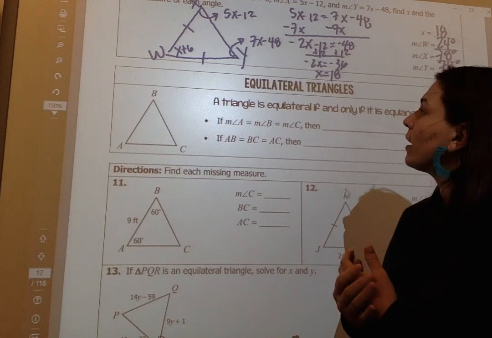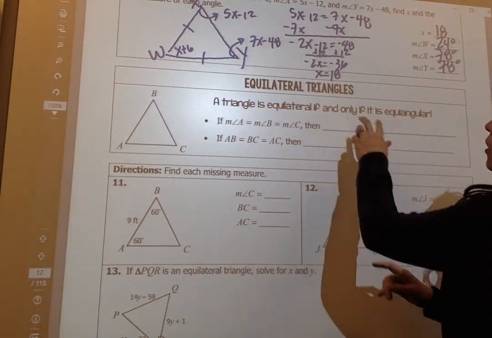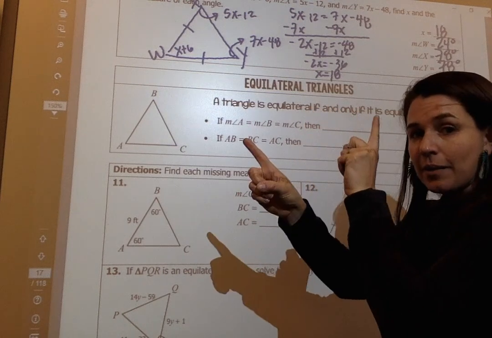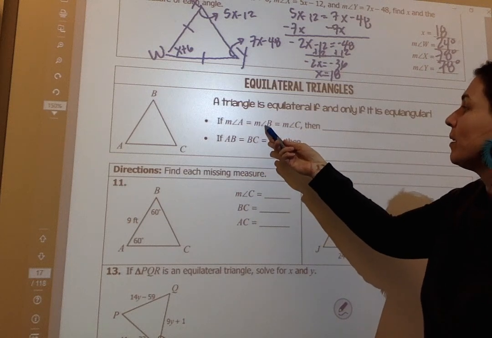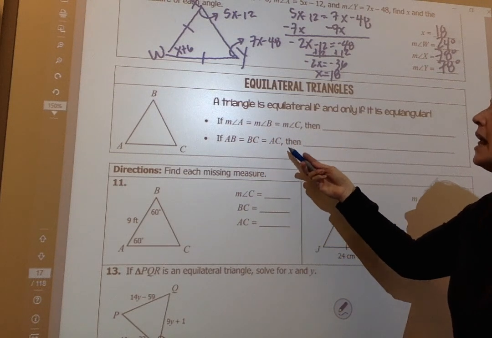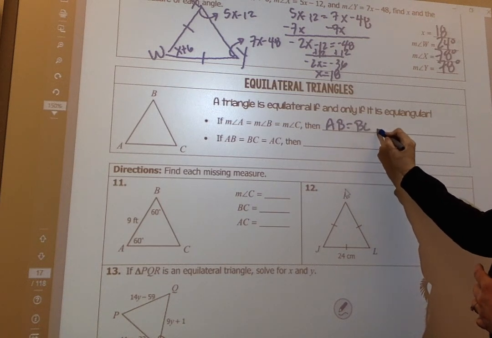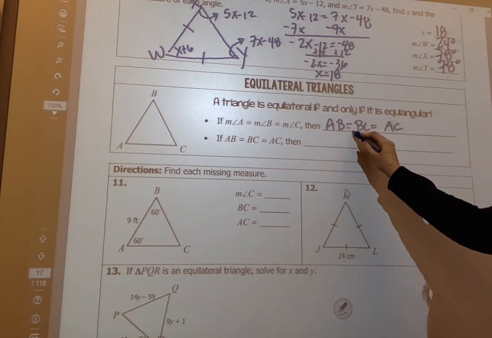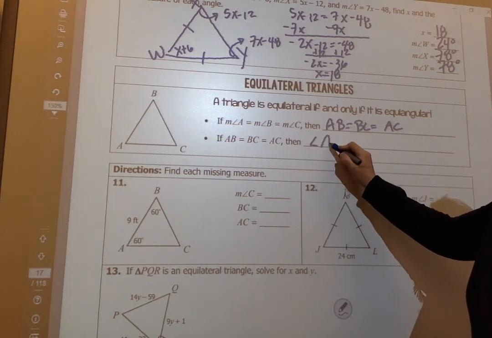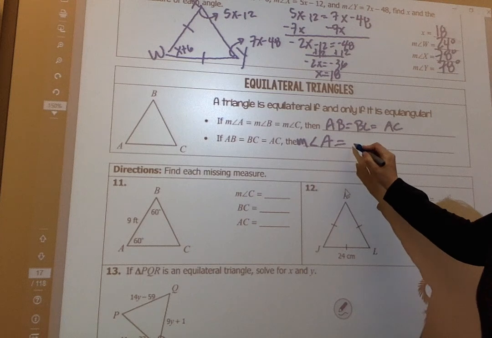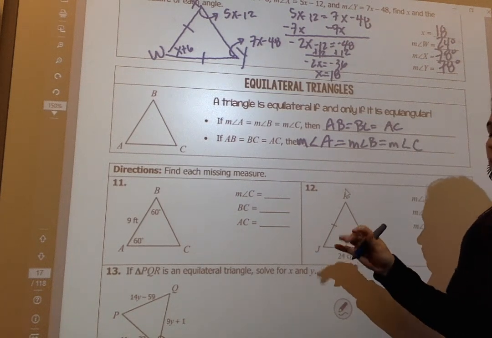Now, equilateral triangles, all we need to know here is that a triangle is equilateral if and only if, so it's a biconditional statement, it is equiangular. So if angle A equals angle B equals angle C, then all my sides are congruent. AB equals BC, which equals AC. If AB equals BC equals AC, then the measurement of angle A equals the measurement of angle B, which equals the measurement of angle C. So both of those read true.